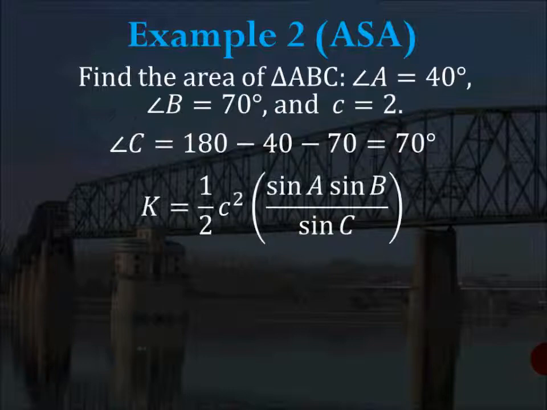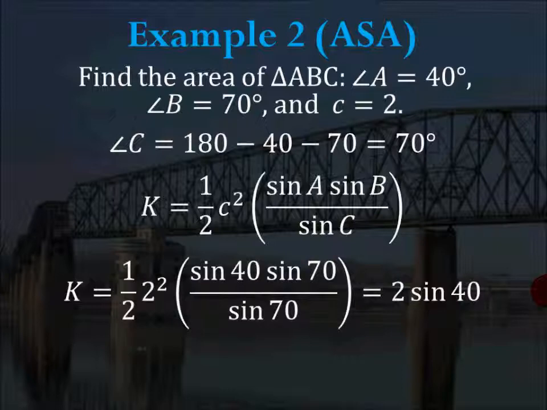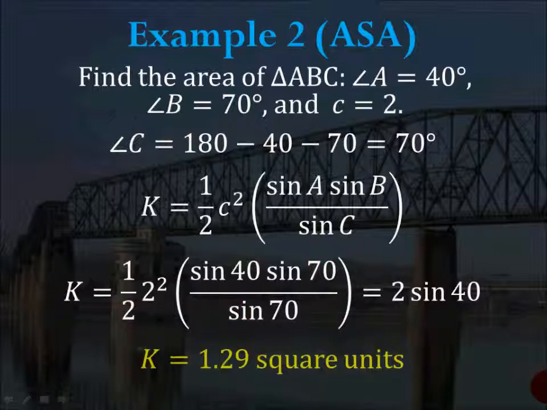Alright, so here's your formula. K equals 1/2 c squared, because c is the side we know, times sine A sine B, the sines of the 2 angles opposite the unknown sides, divided by sine C. So you plug those in. 1/2 2 squared sine 40 over sine 40 times sine 70 over sine 70. The sine 70s cancel out, and so you end up with 2 sine 40, which is 1.29 square units. Alright, so if you were given 2 angles and a side, use this formula, figure out the third angle, plug all the numbers in, and simplify.